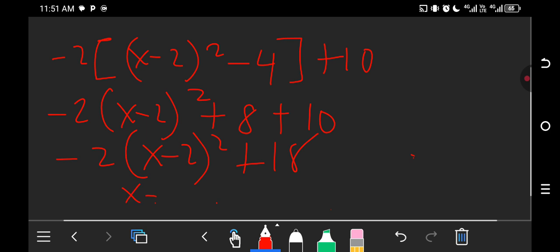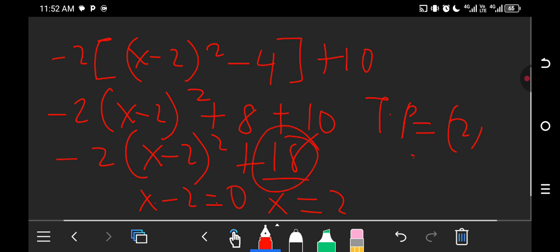You can just say the turning point now will be equal to, you get what is in the parentheses, that is x minus 2, equate it to 0. So you get x is equal to 2. So the turning point is 2, comma. Then what is the other value? The other value is just the constant there, which is 18. So the turning point is 2, comma 18.